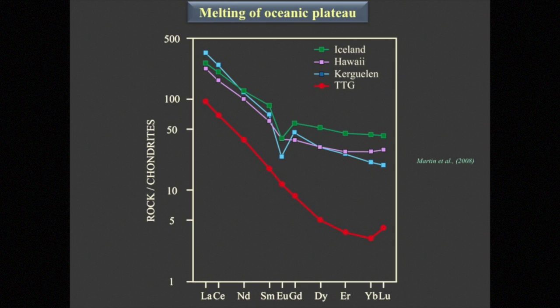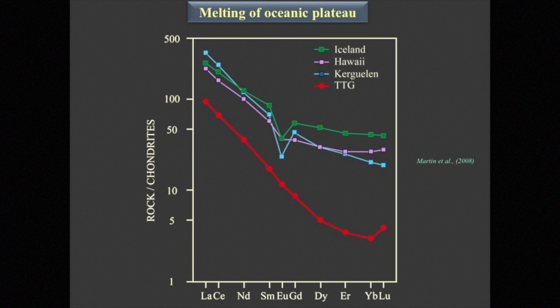Moreover, if we look at, for instance, here, this is a TTG rare earth pattern. If we look at the composition of felsic rocks produced in oceanic plateau, here we have Iceland, Hawaii, Kerguelen. Obviously, they are strongly different from Archaean TTG. The same if we take into account more elements.